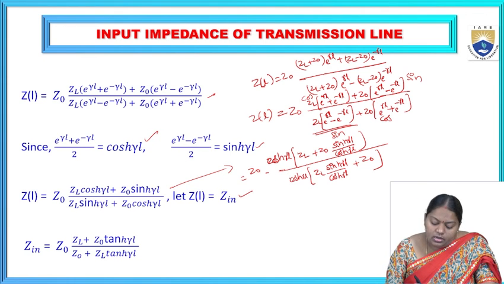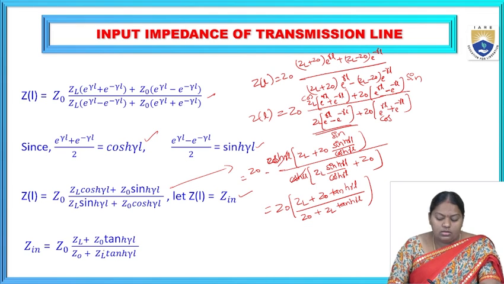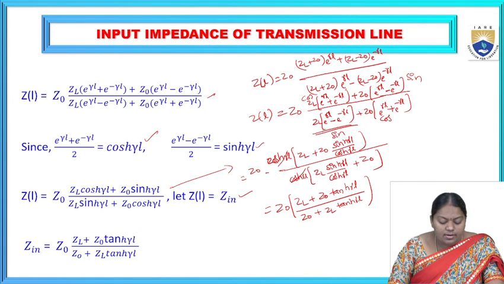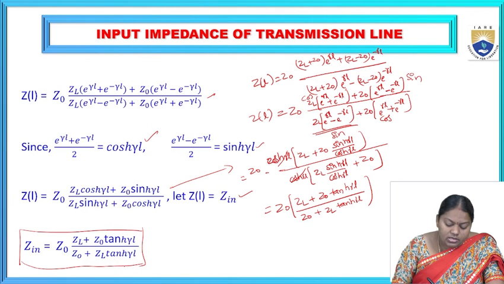So in the numerator and denominator, these two get cancelled, which is equal to Z naught into ZL plus Z naught tanh gamma L by Z naught plus ZL tanh gamma L. Sin theta by cos theta is nothing but tan theta. Okay, see, Zin is equal to Z naught into ZL plus Z naught tanh gamma L by Z naught plus ZL tanh gamma L. So this is the equation for input impedance of a transmission line for lossy.